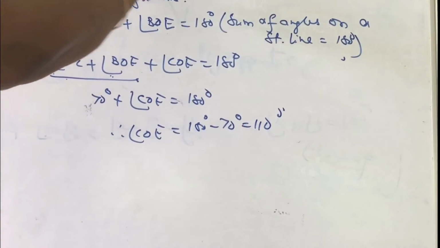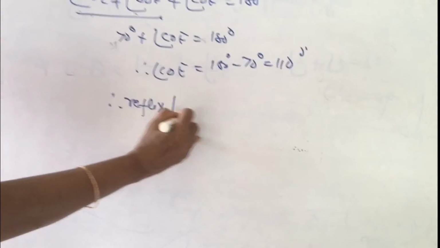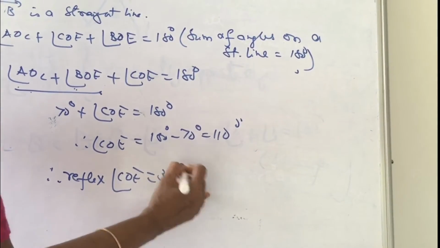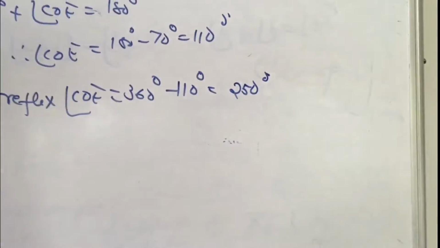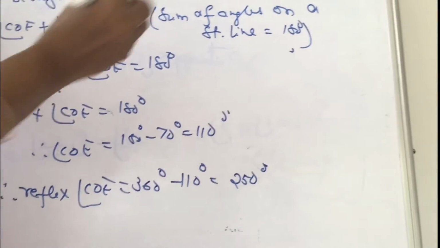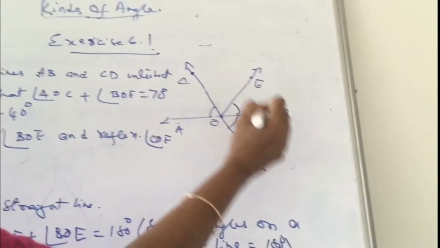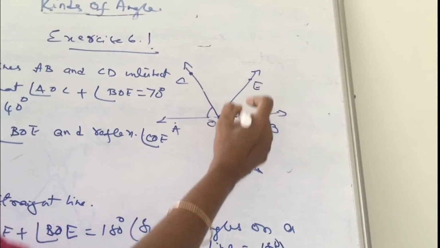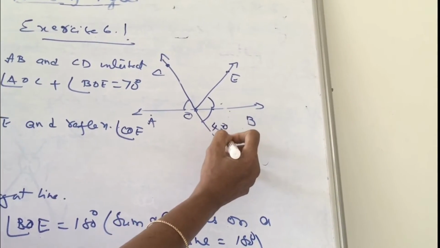The question is not angle COE, it is reflex angle COE. Therefore, reflex angle COE, if you want to get reflex angle, children, 360 degrees minus 110, that is equal to 250 degrees. Yes. Now coming to angle BOE. Observe carefully, girls. Angle BOE. What is COE measure? COE is how much? COE is 110. BOD is how much? 40.